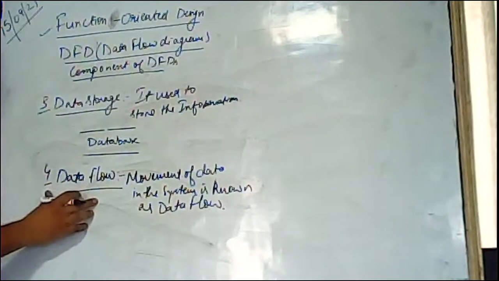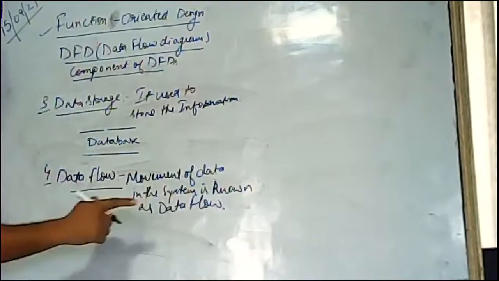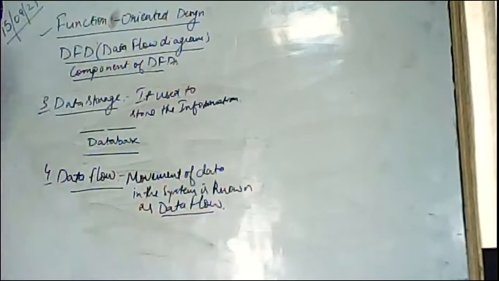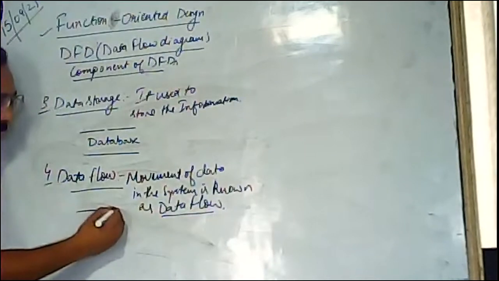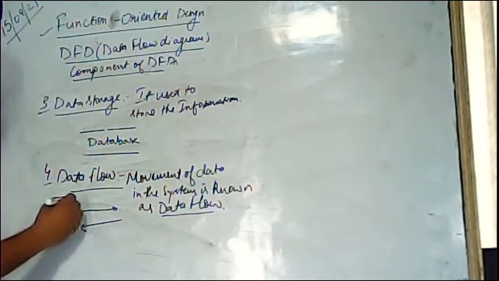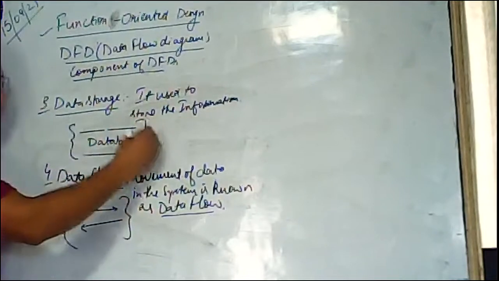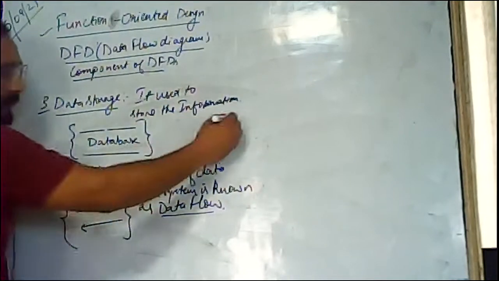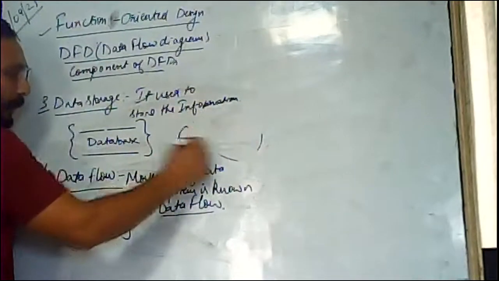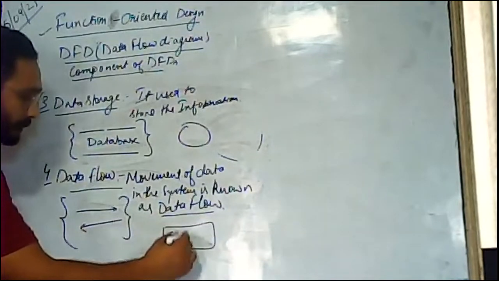Your next symbol is data flow, which will show the movement of data in the system or your project. That is known as data flow and it is noted by an arrow. This is the symbol of data storage, a process is noted as a circle, and a rectangle is noted as an entity.